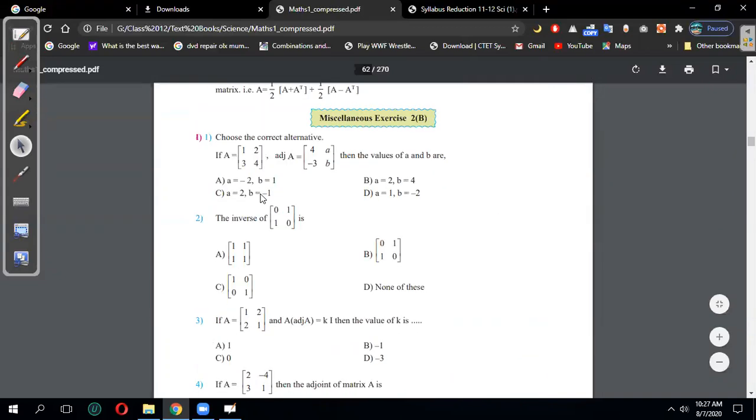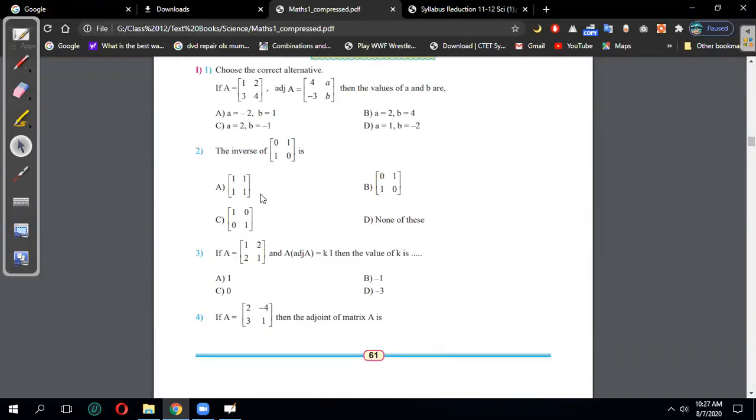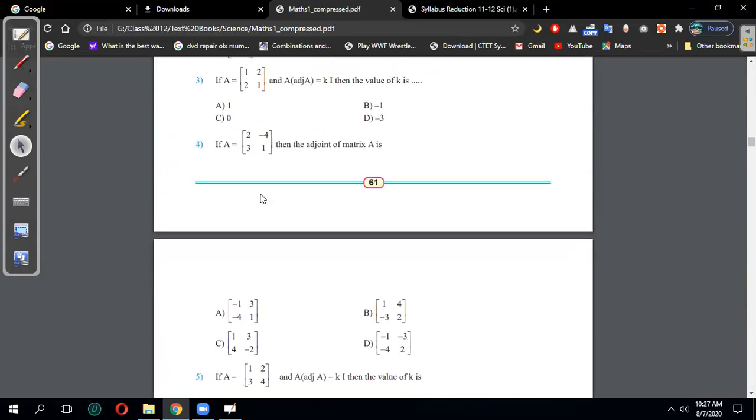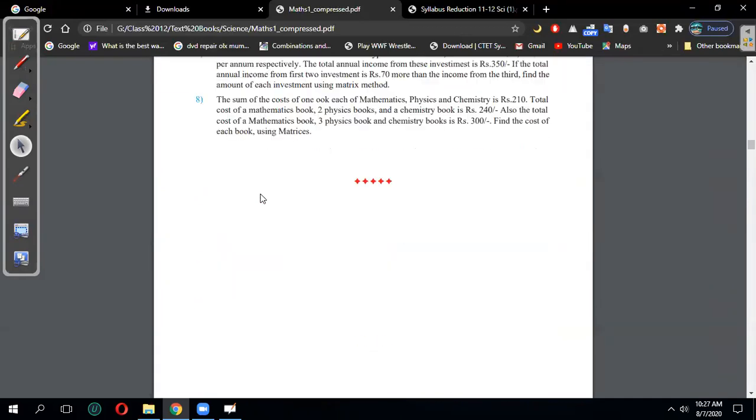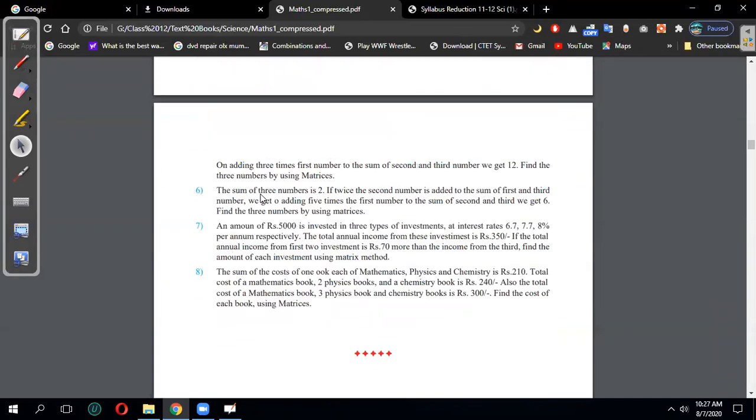And then the miscellaneous exercise 2B is also eliminated from your syllabus. It's not there in your syllabus. So I think now you can assume that matrices is really simple.